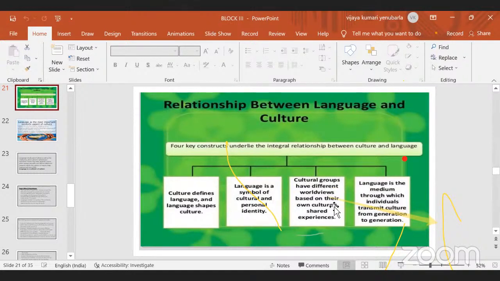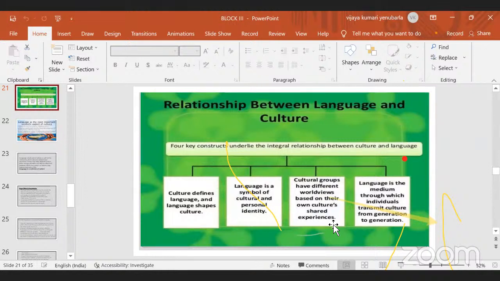Cultural groups have different worldviews based on their own cultures and shared experiences. That means how you perceive the world, how an Indian perceives development or the world. For us, if you don't have a phone, what do you think? Immediately you have to buy a phone. Even though you don't have money, you take a loan and buy it immediately, whether it is necessary or hardly necessary.